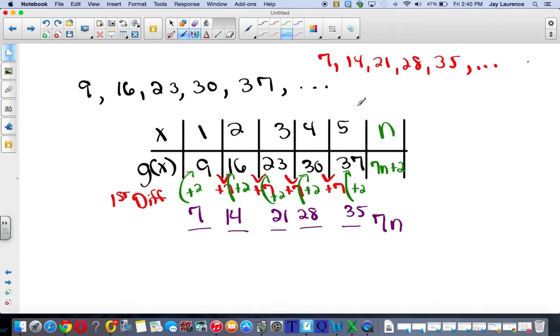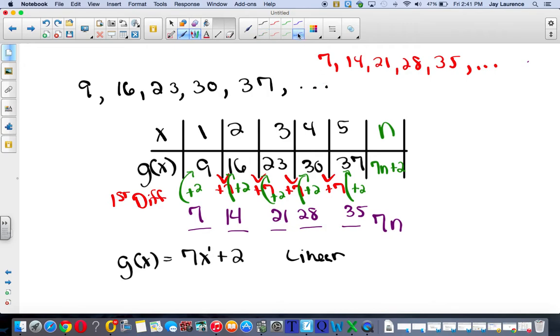And there is the nth term. So now I know my function. My function is g of x, and that'll equal 7x plus 2. And again, it's a linear function, isn't it? It is linear, right? Because the highest exponent is 1.